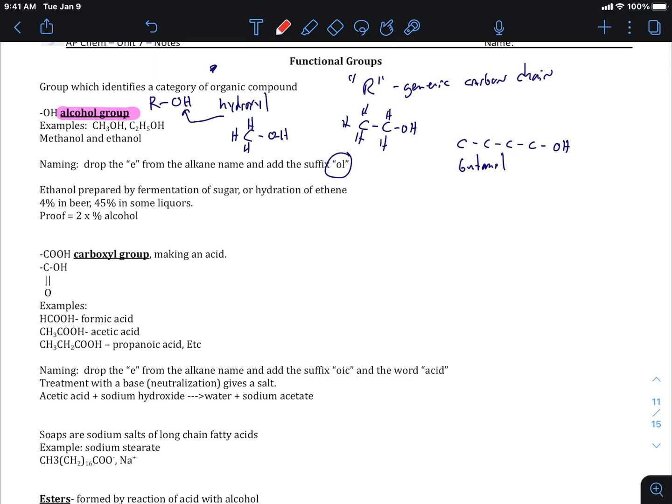Alcohols can be prepared by fermentation, right? You might have talked about that in biology, right? And you might have heard the term proof. Proof is 2 times the percentage of alcohol. So if something was 50% alcohol, we would call that 100 proof. Although I'm not sure why I'm bringing that up. It seems mildly inappropriate, but it's here now, I guess.